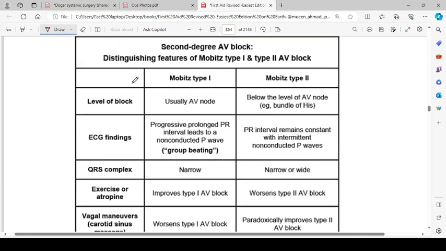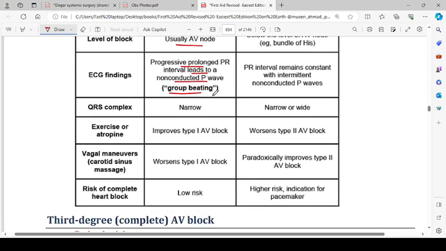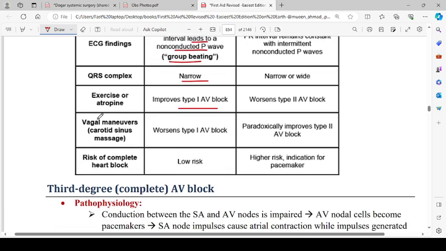Second degree AV block. In Mobitz type 1, the level of block is the AV node. ECG findings are a progressively prolonged PR interval that leads to a non-conductive P wave, and there will be group beating. The QRS complex will be narrow. Exercise or atropine improves type 1 AV block. Vagal maneuvers like carotid sinus massage worsen the type 1 AV block. And the risk of complete heart block is low.